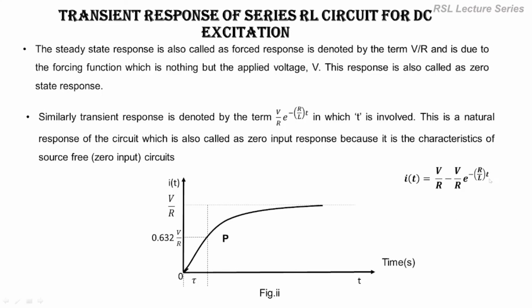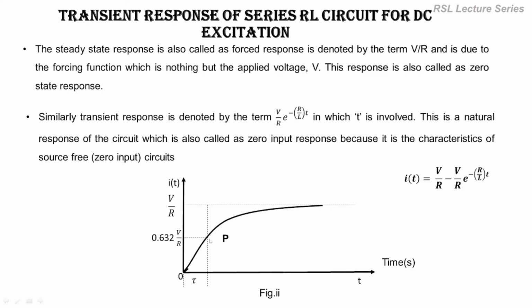For example, if we substitute t equal to infinity, e^(-infinity) will be 0, so i(t) will be equal to V/R. This V/R is a constant term, also called the steady state term. So it exponentially rises and attains its steady state condition. The steady state value is V/R. This is the maximum value of current flowing through the circuit.